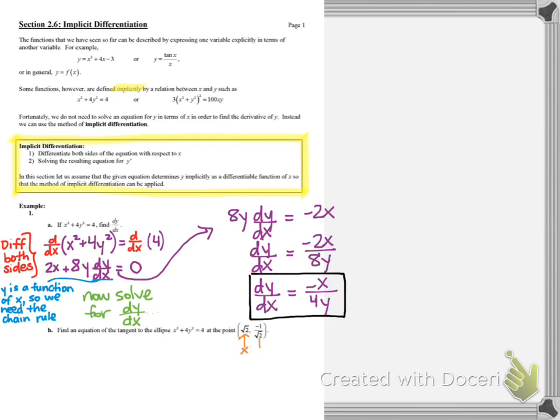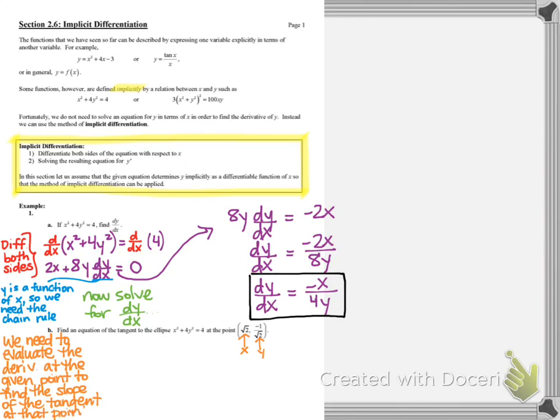So first, we're going to look at this point, which we know is (x, y). What we need to do is evaluate the derivative that we just got in A at the given point. This will let us find the slope of the tangent line at that point. So dy/dx equals negative, our x value is the square root of 2, and our y value is negative 1 over the square root of 2. We simplify, and we get negative 2 over negative 4, which is 1/2.